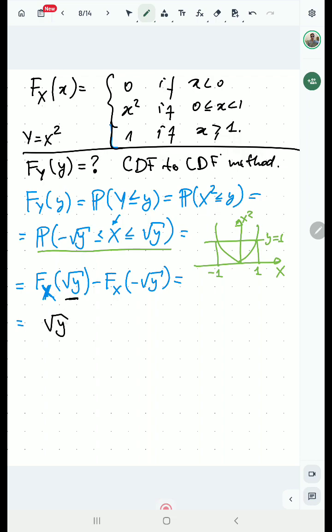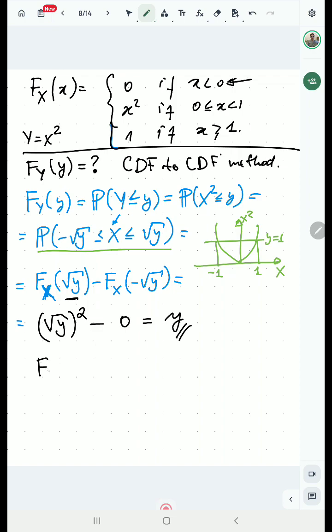So instead of x, we plug in square root of y and just square it. Minus, now let's have a look at this. When x is negative, when x is less than 0, it's always equal to 0. So when you are evaluating the CDF of x at a negative value, this gives you 0. So in the end, you receive y. Yes, so this is the solution.